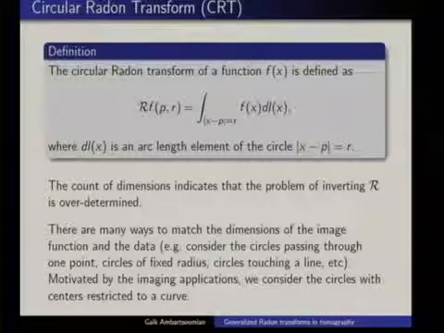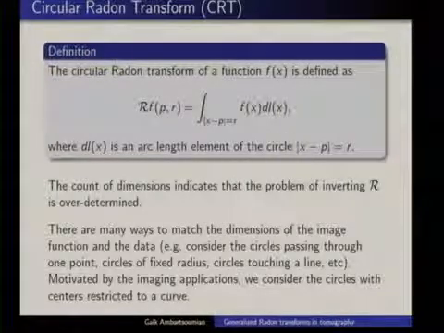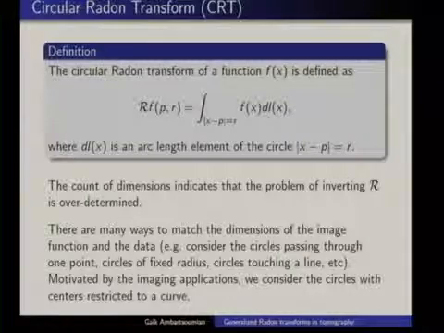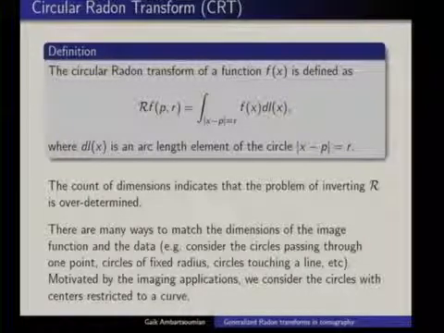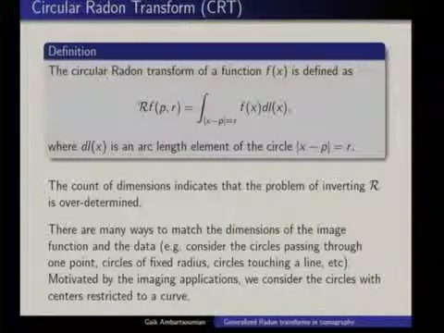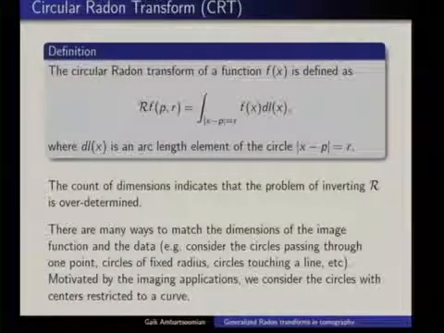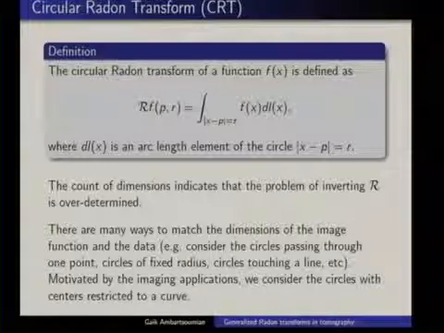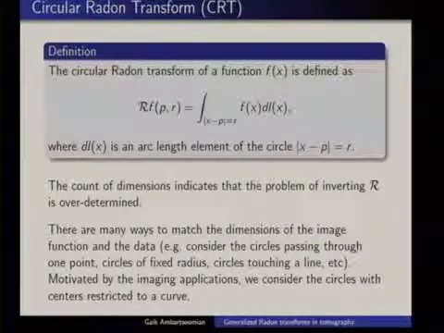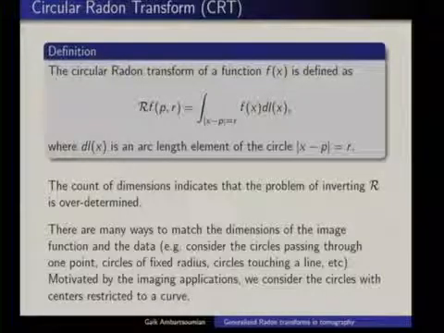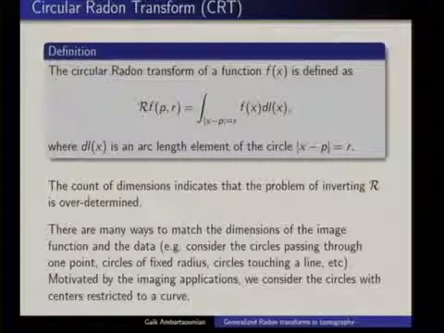If you consider the family of circles passing through the origin, that's a two-dimensional family, because all you need to do is define the location of the center. The radius is defined immediately because that's the distance to the origin. Or you can take all the circles that touch a certain line. That's a two-dimensional family, and it's a very nice mathematical problem. Try to come up with inversion, or is it injective or not, and so on.